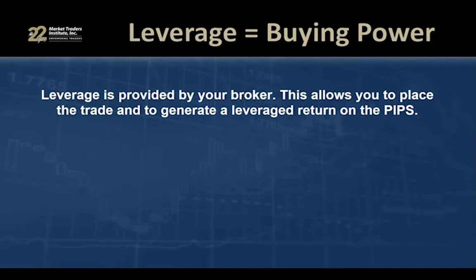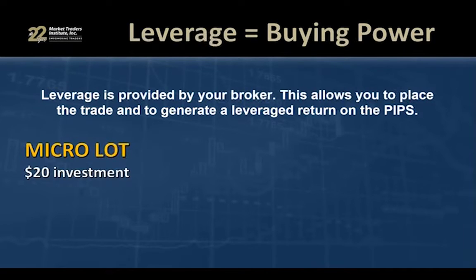Your broker is going to provide you leverage. This leverage is going to allow you to place the trade and generate a leveraged return on the pips that you're capturing. So let me quickly explain that before we jump in. There are 3 basic lot sizes. You have what's called a micro lot. A micro lot is about a $20 investment from your trading account. Your broker is going to borrow that investment size, allowing you to place the trade and to generate the pips.